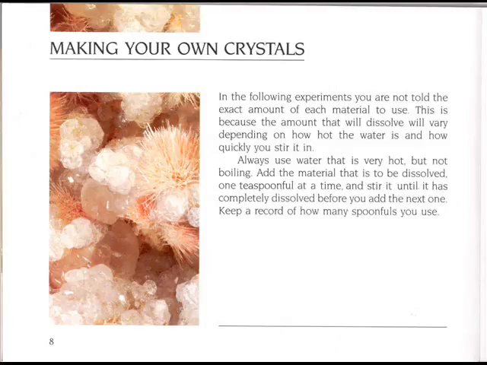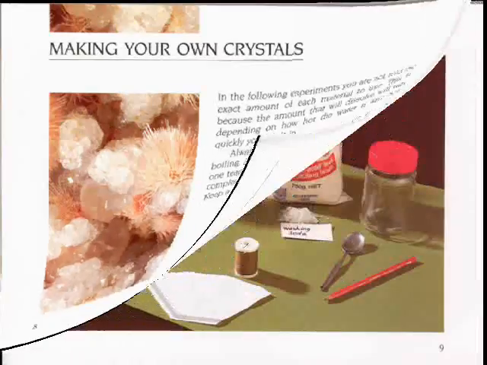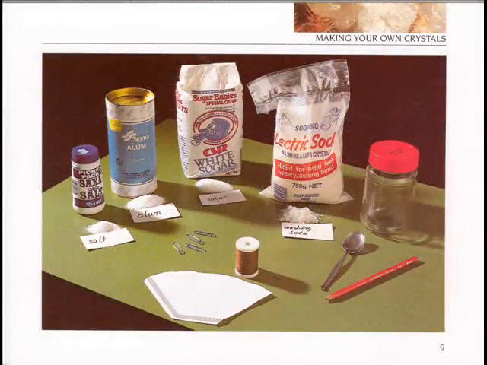Making your own crystals. In the following experiments, you are not told the exact amount of each material to use. This is because the amount that will dissolve will vary depending on how hot the water is and how quickly you stir it. Always use water that is very hot but not boiling. Add the material that is to be dissolved 1 teaspoon at a time and stir it until it has completely dissolved before you add the next one. Keep a record of how many spoonfuls you use.